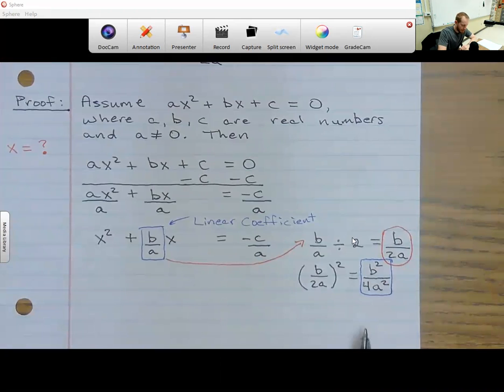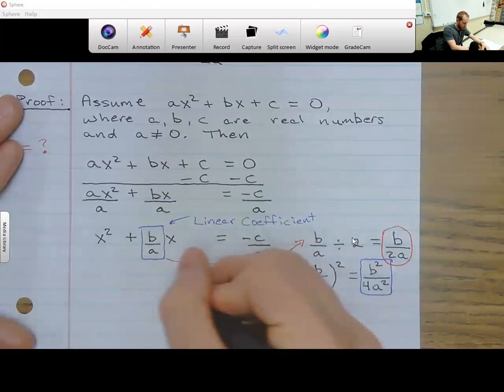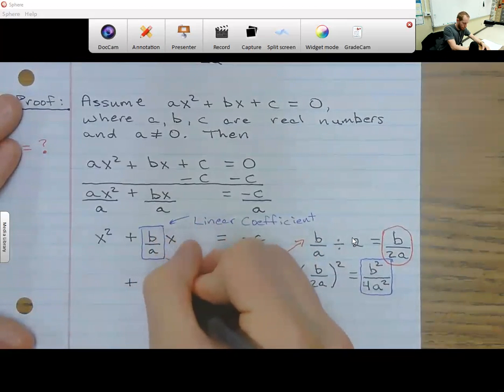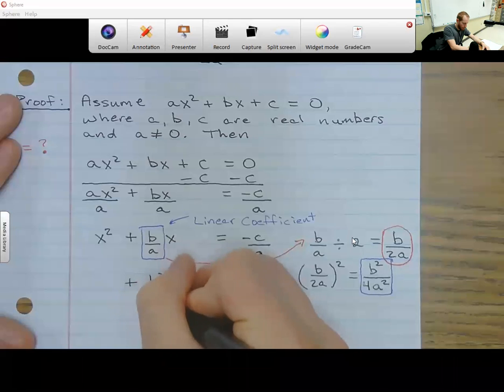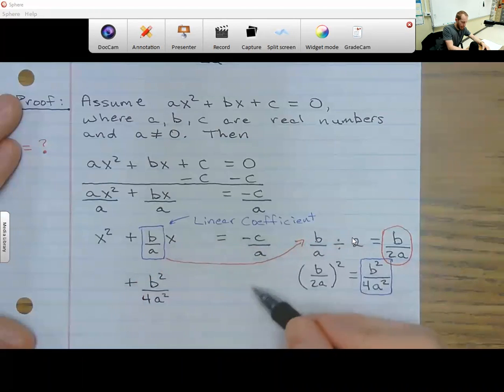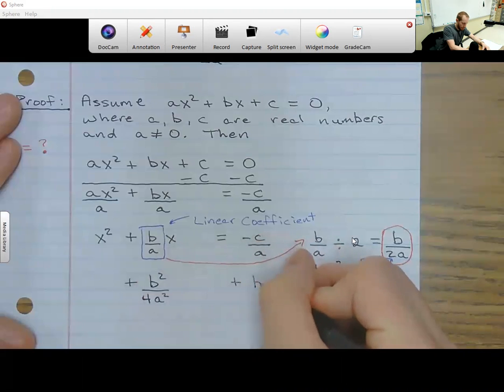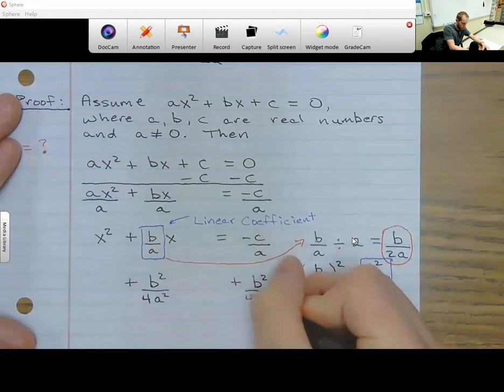Okay. So I'm going to take this fraction now and add it to both sides of my equation. I'm going to take this b squared over 4a squared and add it to both sides. So I'm going to add it over here, b squared over 4a squared, and then I'm going to add it on this side too, b squared over 4a squared.